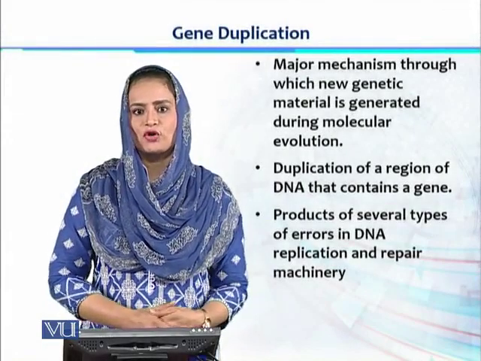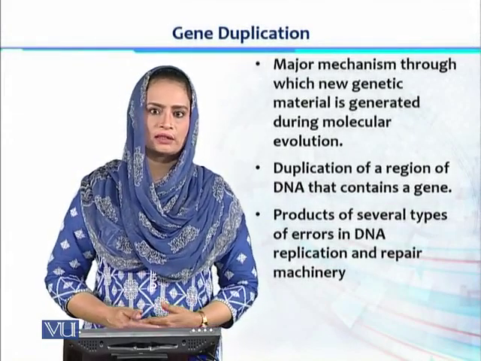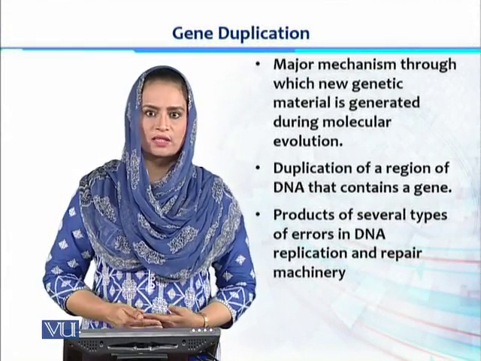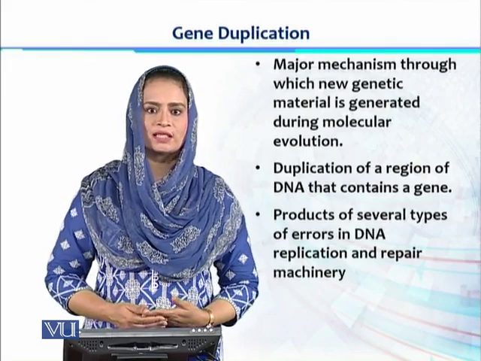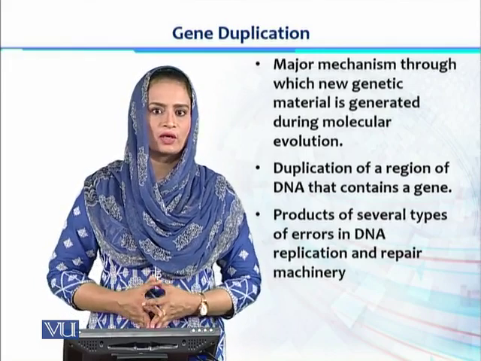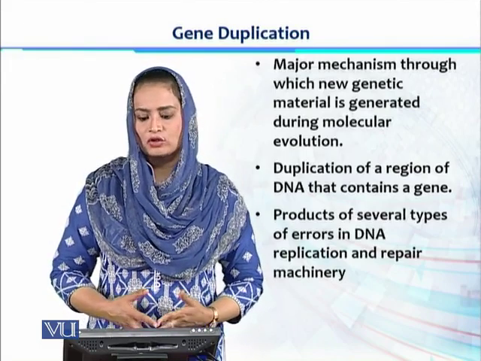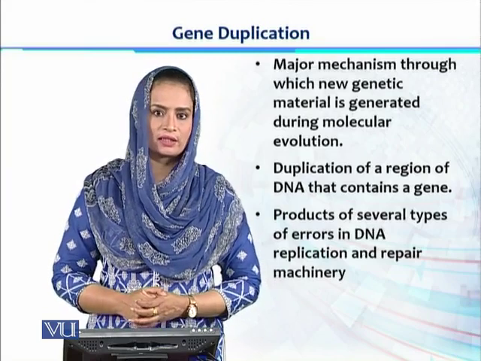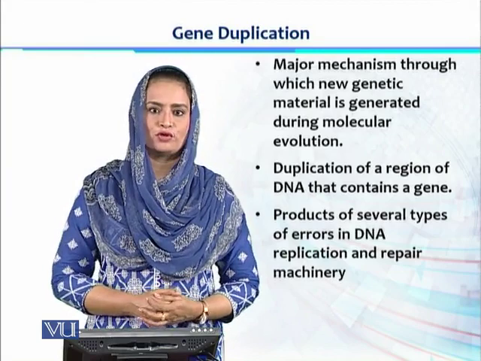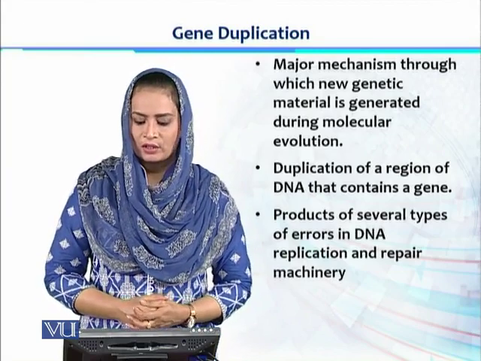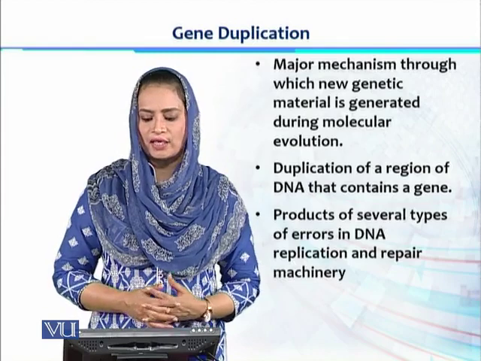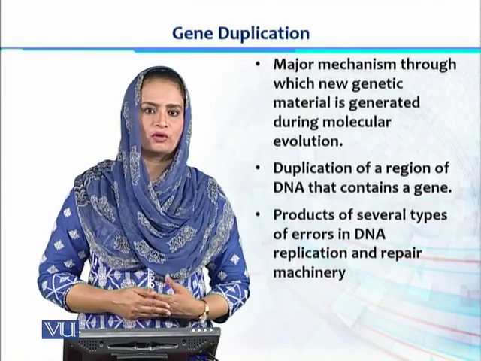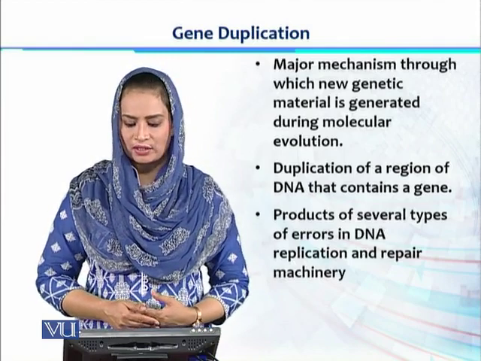As we know, the base of evolution is change in DNA, which brings changes in the sequence of amino acids and develops different types of proteins, and these proteins are responsible for different variations. So the major mechanism behind the generation of new genetic material during molecular evolution is gene duplication. Duplication of a region of DNA that contains a gene plays an important role in the formation of new variations in the same trait.